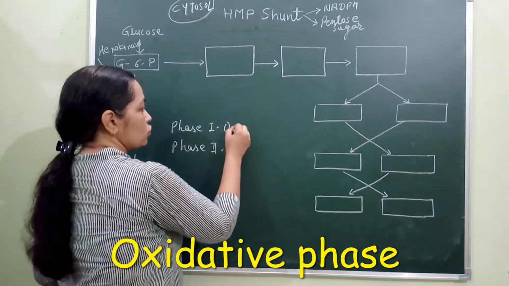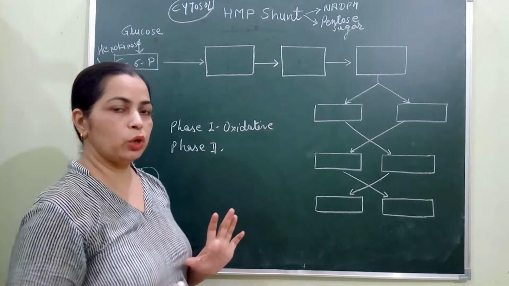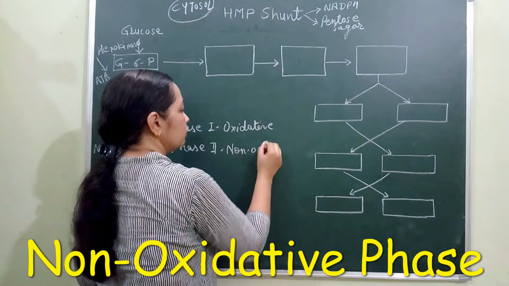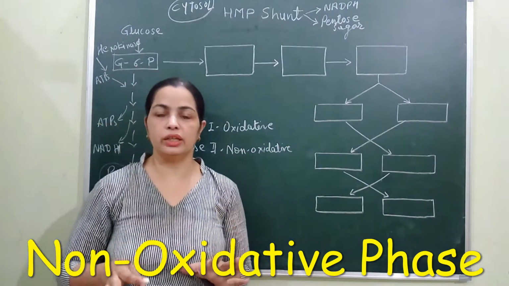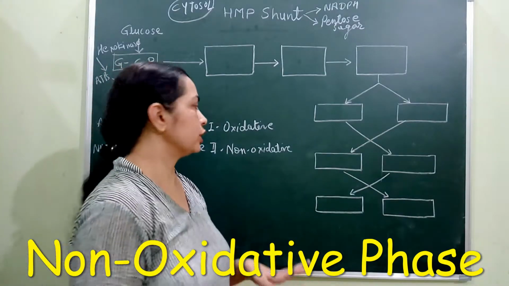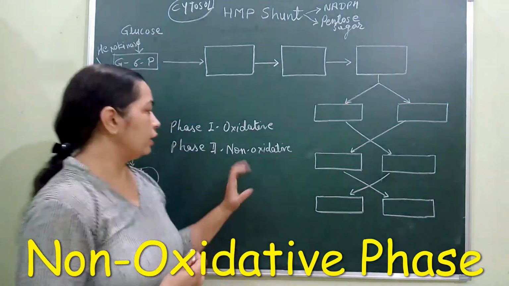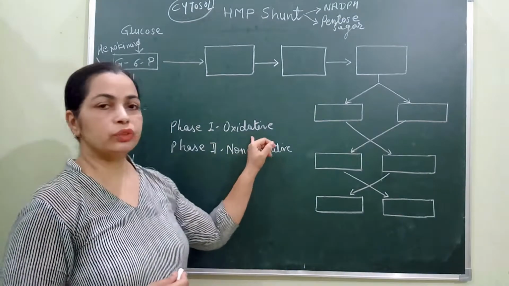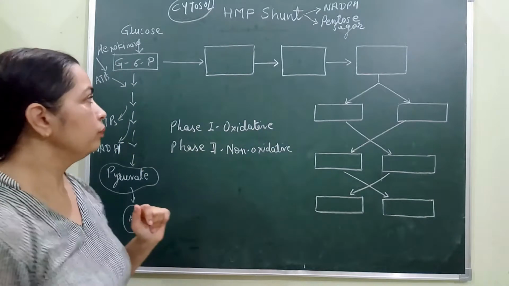The first one is the oxidative phase, in which all the chemical modifications are observed, while phase 2 is the non-oxidative phase. In this phase we will see only some kind of rearrangement. There is no oxidation and no particular chemical reactions take place. There is simple rearrangement of carbon fragments, and it gives us the outcome of various sugars, while the oxidative phase gives us the NADPH. This is how we can keep it in mind.